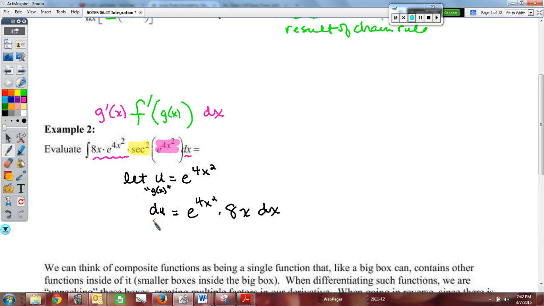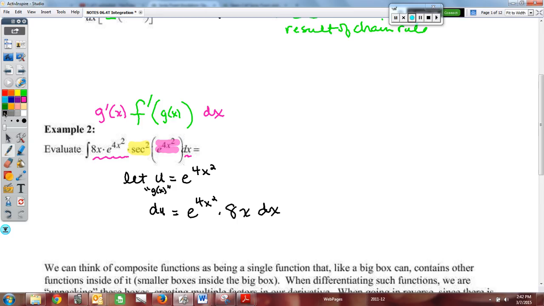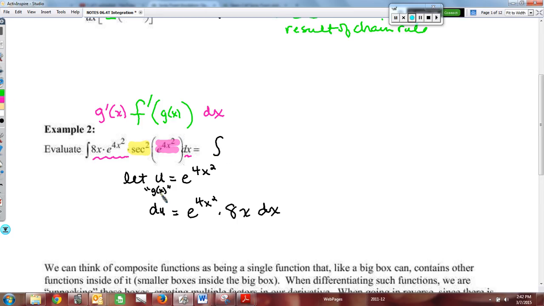If that is our du, what we're basically doing is packing it back up. We're recognizing that what we're actually integrating is going to be secant squared, your outside function, of u, and then all of this stuff underlined in pink is du. So you kind of remove the clutter that happened because of the chain rule unpacking and ignore it, and then just simply integrate the outside function.